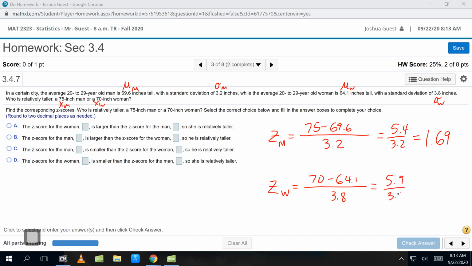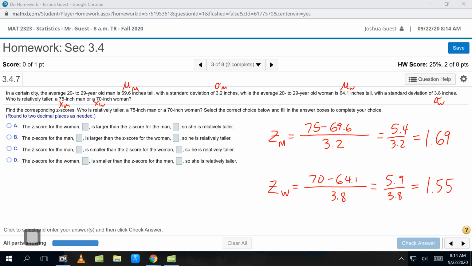All right. And then what about the other one, that's going to be 5.9 over 3.8. And what is that? 0.55, no, 1.55, and we're about to know because it's going to make us type those numbers in. So the z-score for the woman is blank. For the woman, blank is larger than the z-score for the man. So that's not true. It won't be A, right? A says the woman's is larger than the man's. It's not. Hers is 1.55. The man's is 1.69, which is a little bigger.